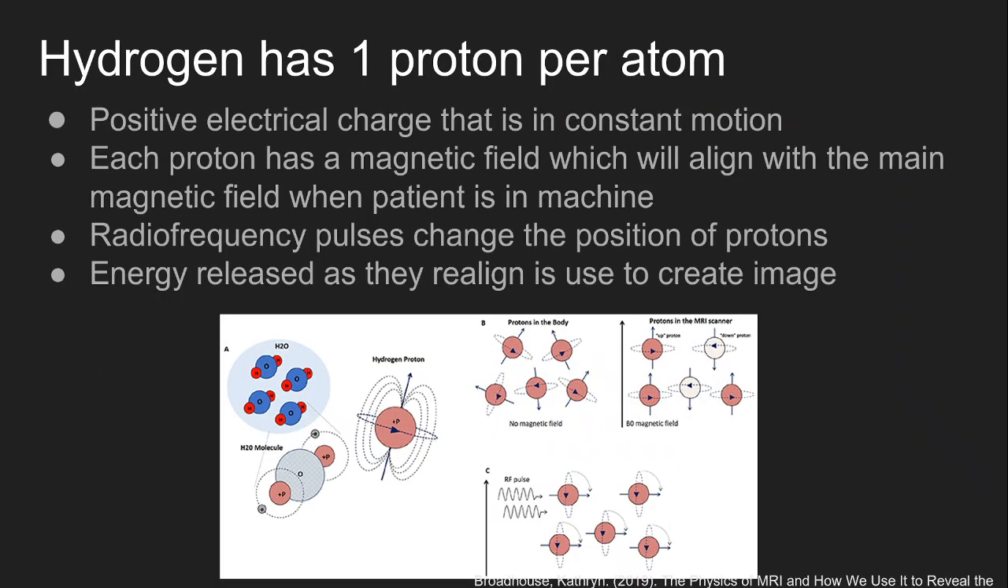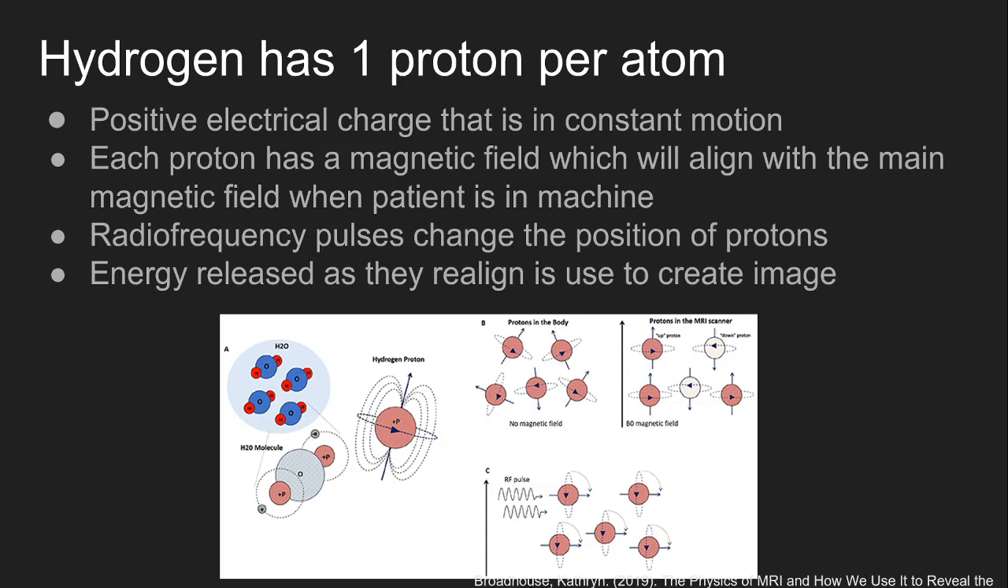As previously mentioned, the hydrogen atom is the main player in an MRI. There is 1 proton in each hydrogen atom. This proton is positively charged and constantly spinning, which creates an electrical current. Every proton in the human body has its own magnetic field.